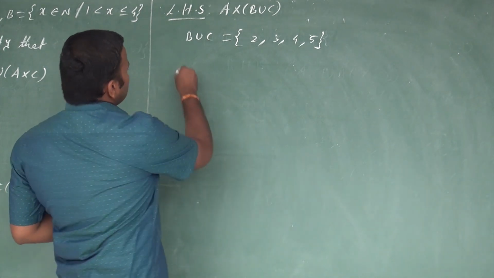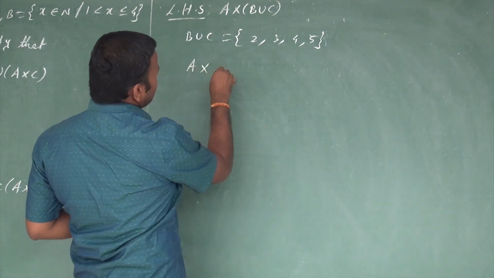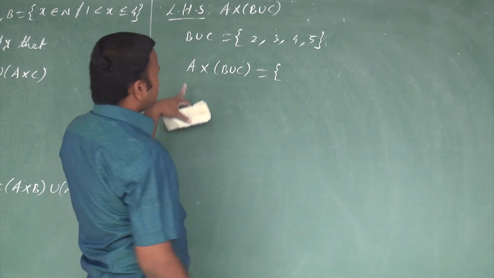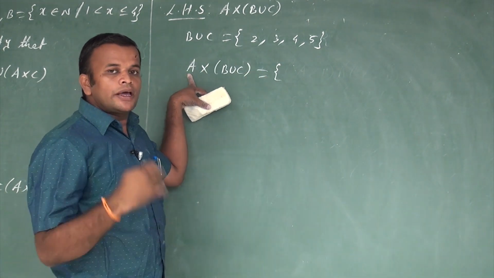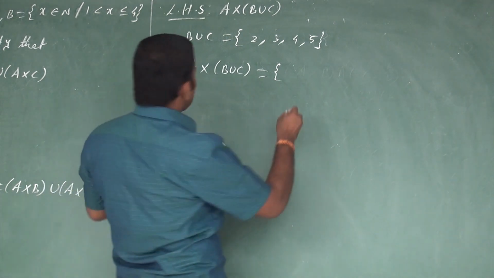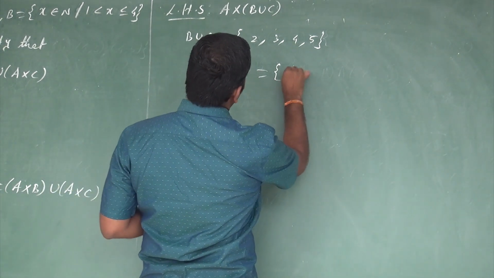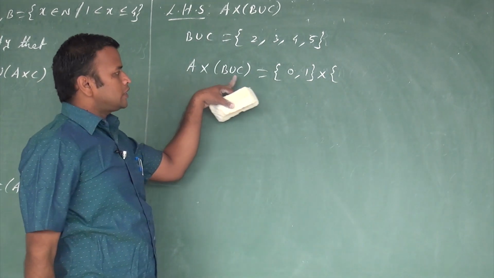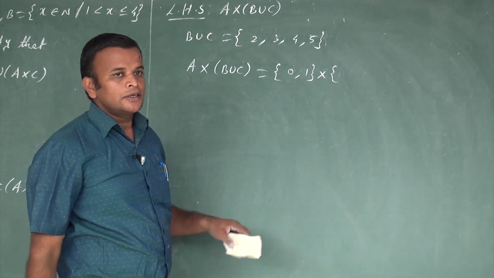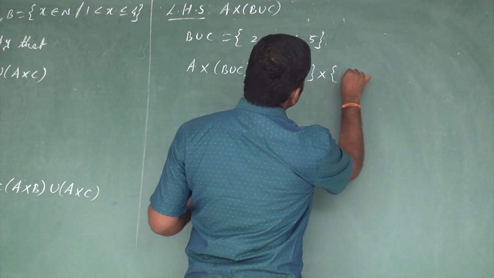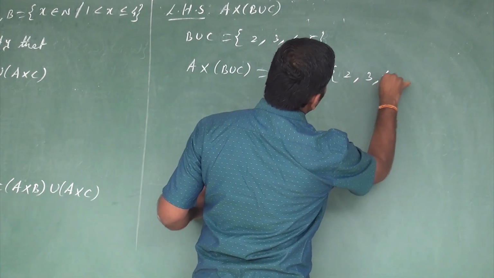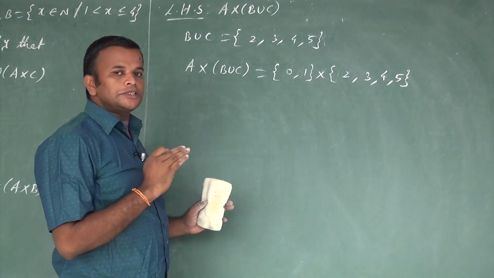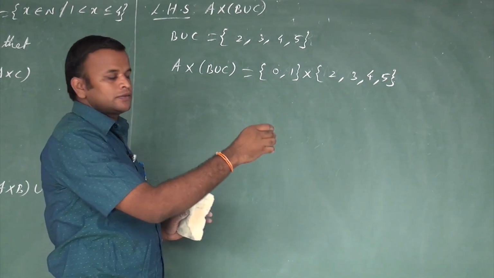The next step is to find the Cartesian product of A and B union C. What is the first set? A. The elements of A are 0, 1. Cross. The next set is B union C. The value of B union C is 2, 3, 4, 5. Now to find the Cartesian product of these two sets.